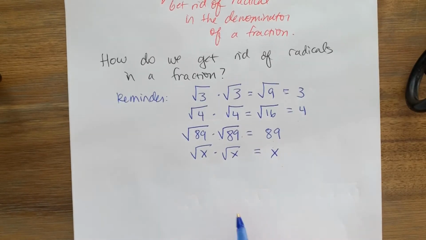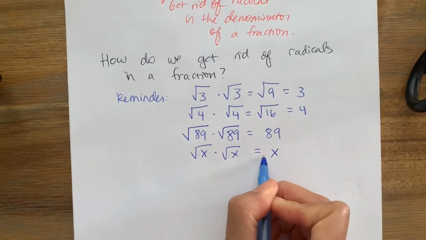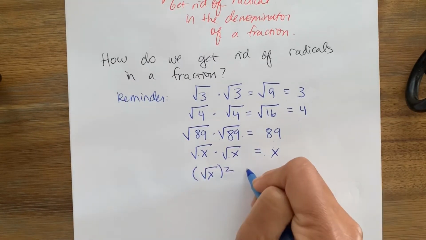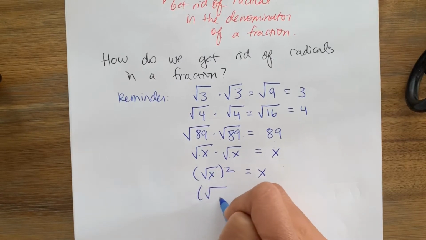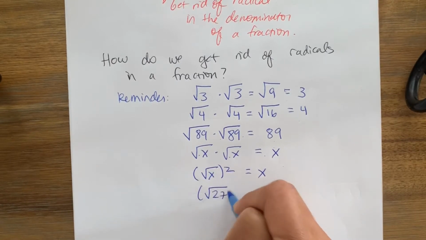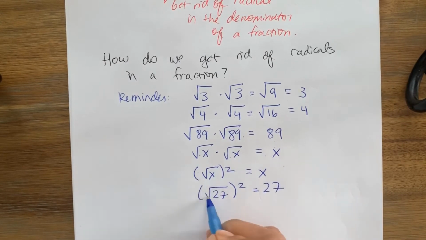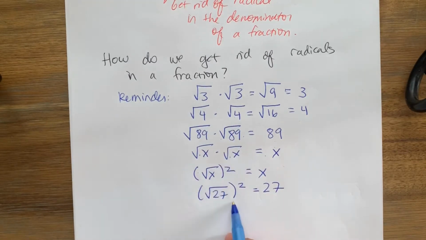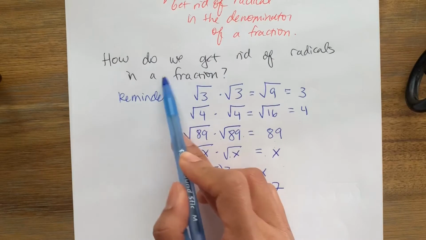Another way of writing this: square root of x times square root of x is equal to x, so I could write it as square root of x squared, which just gives me x, right? If I put the square root of 27 and I squared it, I just get 27. This is another way of writing multiplying by itself, or you can say you square it. So this is the big idea of how we get rid of radicals in a fraction.